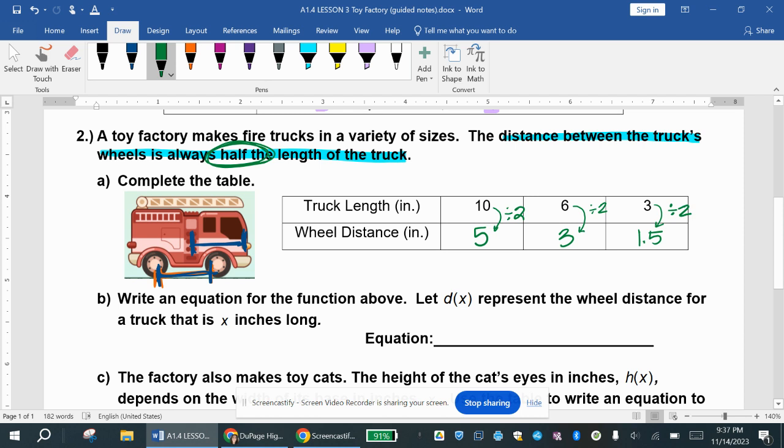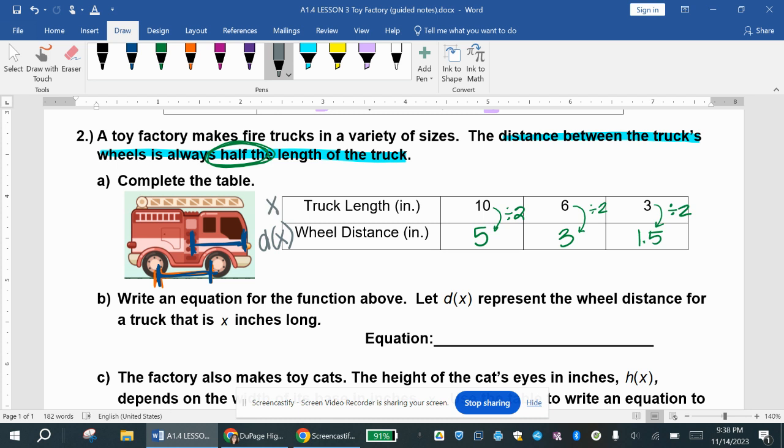Write an equation for the function above. Let d of x represent the wheel distance, the distance between the wheels for a truck that is x inches long. So if you look back into the table, they're asking you to use d of x for the wheel distance. So this is d of x, and then the truck length is x inches long, so that's your x.